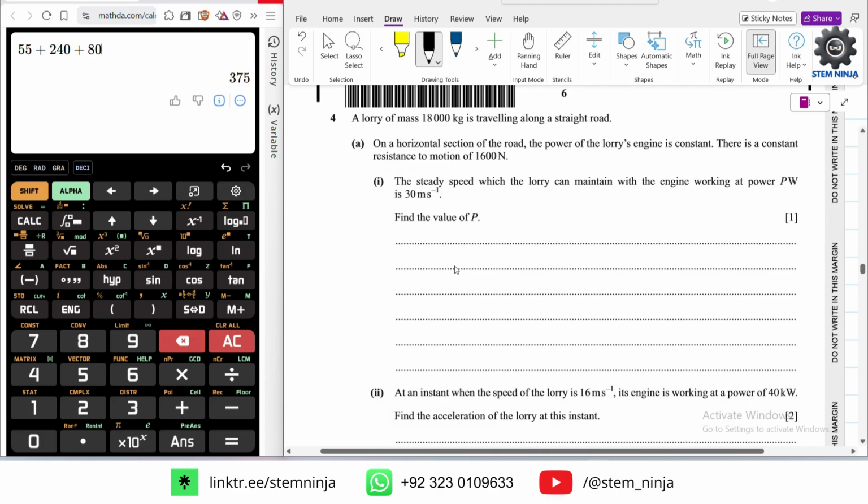Question number 4. A lorry of mass 18,000 kg is traveling along a straight road. On the horizontal section of the road, the power of the lorry's engine is constant. There is a constant resistance to motion of 1600 newtons. The steady speed which the lorry can maintain with the engine working at power P watts is 30 meters per second. Find the value of P.